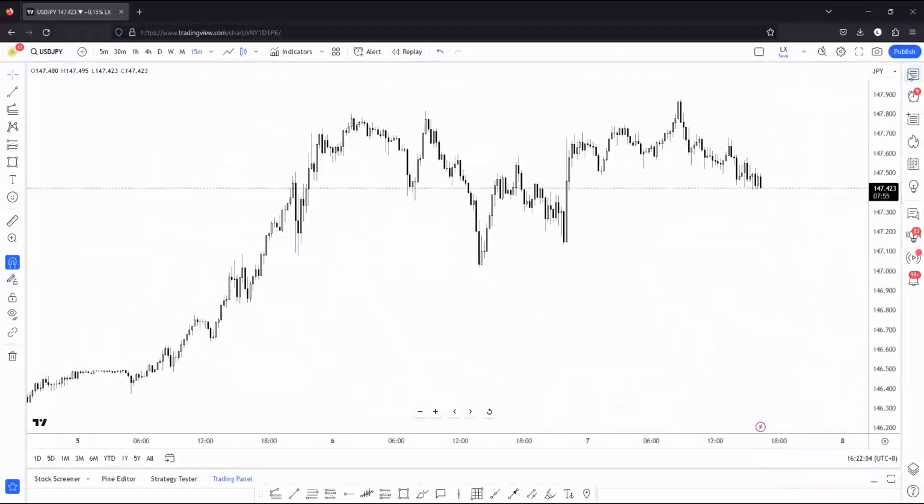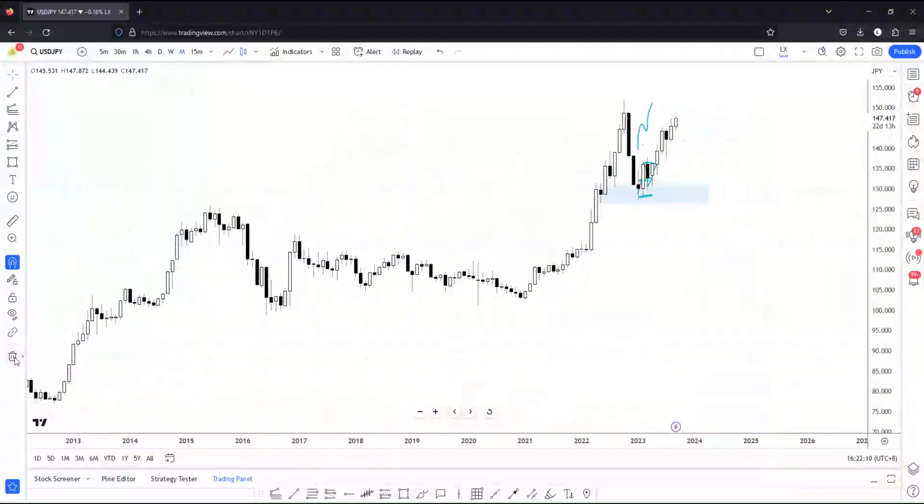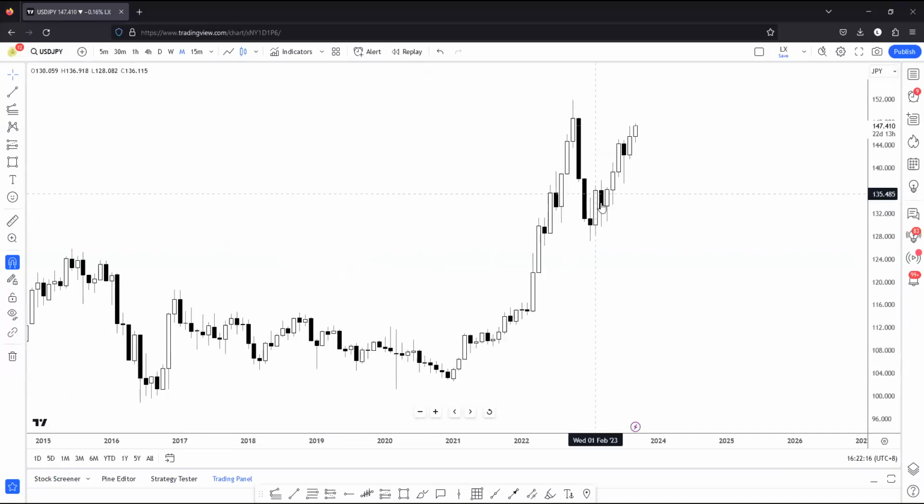Okay, so I hope you can see my screen in terms of how we can identify the general direction. Let me just remove all this. Okay, now let's take a look at where we are on dollar yen. So you can see that this is the monthly time frame on dollar yen.